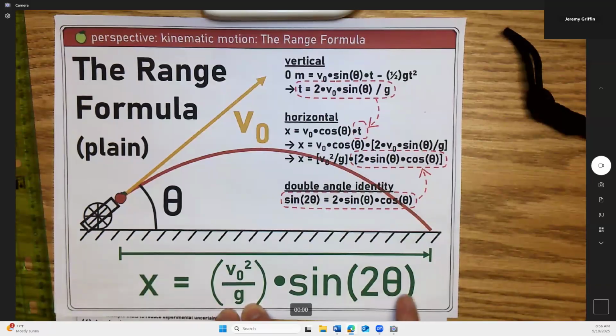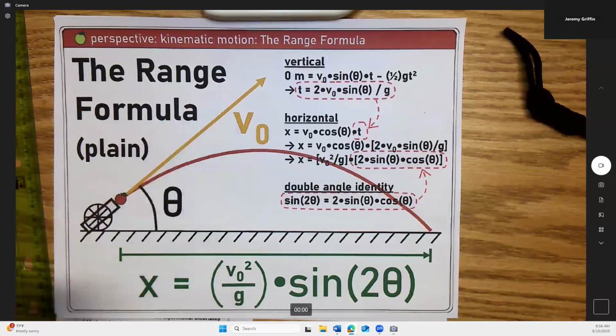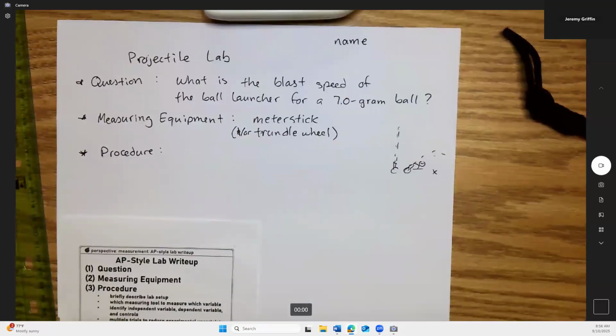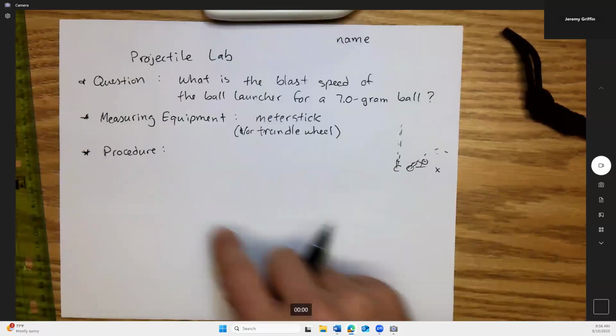You can measure this angle with a protractor. You're trying to solve for this blast speed, V naught, right? It's the total blast speed. Okay, you could do it that way. Totally. But just to make this uniform, I'm going to bring us all to the same approach.